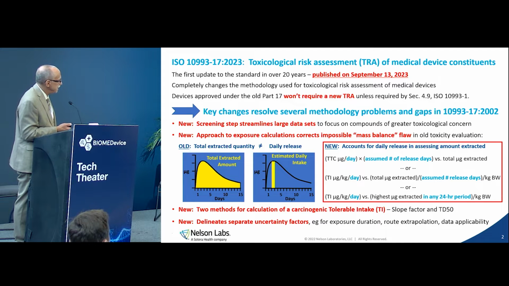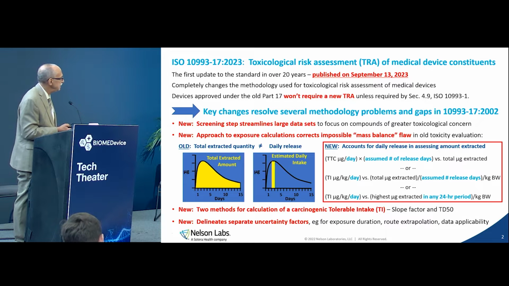There are also 2 methods for calculating a carcinogenic tolerable intake that weren't in the old standard, slope factor and TD50, and a separate delineation of special uncertainty factors, which is how you make sure the device is really safe based on the extrapolation.